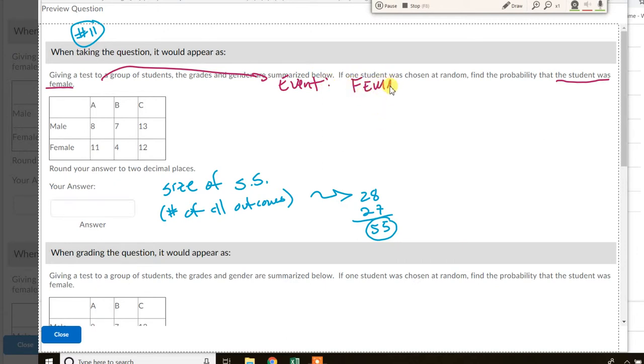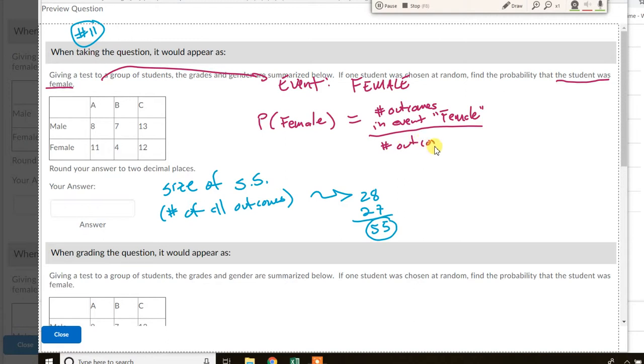I'll just write the whole word. Okay. Now, what's the probability of picking a female at random from the class? It's the number of outcomes in the event that we have a female divided by the number of outcomes in the entire sample space. What do I mean by the entire sample space? That means all the outcomes together.